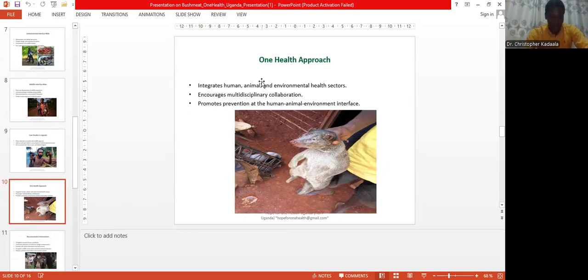One Health approach, how we are going to handle it through our community-driven organization. That's the hope for One Health Uganda. How can we handle it in a One Health approach? It integrates human, animal, and the environmental health sectors, and encourages multidisciplinary collaboration. That's the One Health approach. It promotes prevention at the human-animal environment interface. I think if we look at the policies, like people doing deforestation without reforestation, we can at least teach those people to know the values of, I mean, the values of reforestation and afforestation.